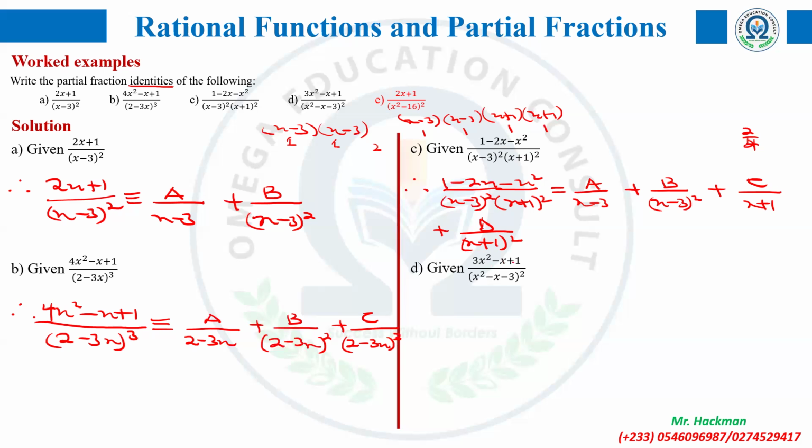Degree of the numerator: 2. The degree of the denominator: 4. Very good. Because it will be this one multiplying itself twice. The first factor will give you degree 2. The second factor will also give you degree 2. If you add, you get 4. So proper or improper? Proper. Okay, very good.